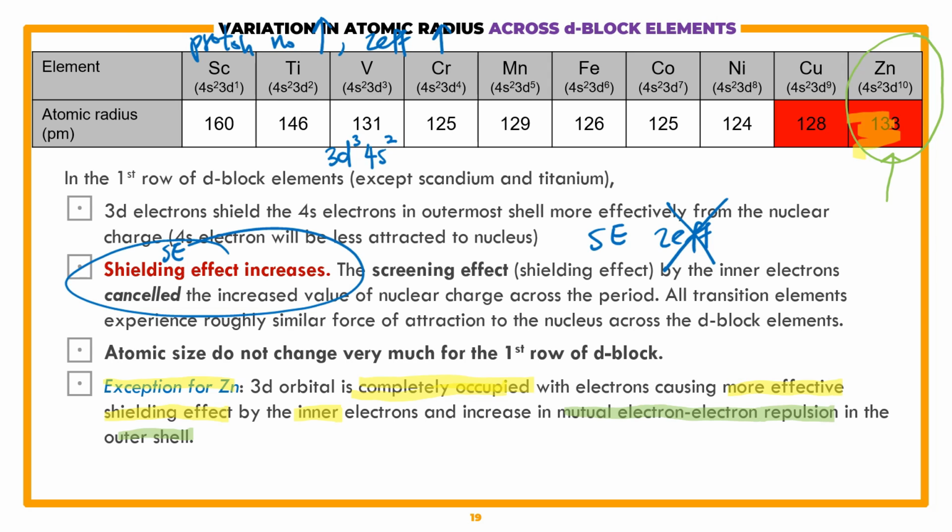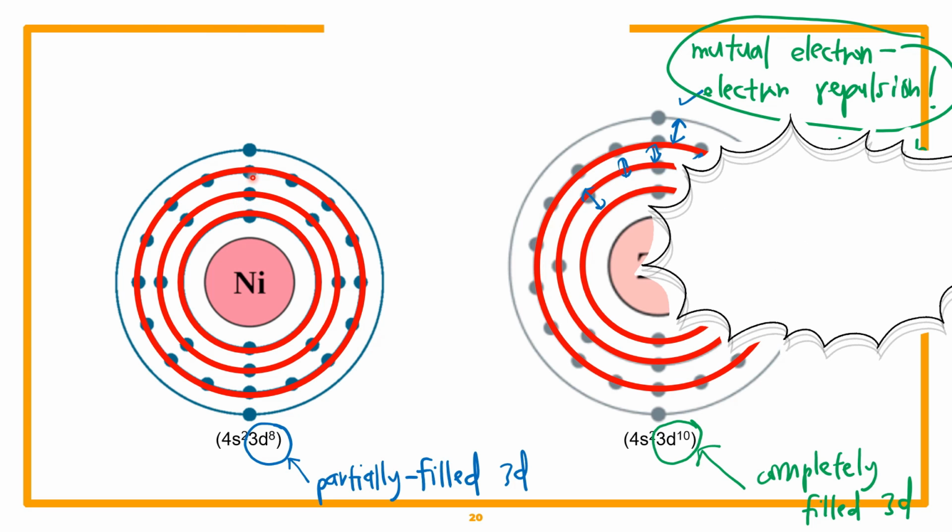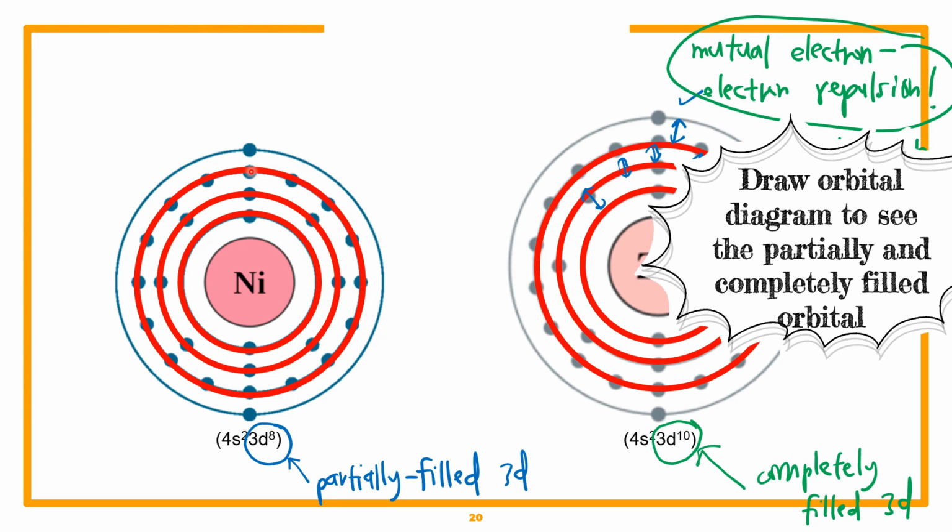So puncanya adalah disebabkan oleh dua faktor ini, iaitu shielding effect by inner electrons, itu yang pertama, dan yang kedua adalah mutual electron-electron repulsion in the outer shell. Bermaksud mutual electron-electron repulsion di dalam valence shell. In this image, you can see that since zinc has more electrons than the nickel, zinc will have more effective shielding effect and also increases in their mutual electron-electron repulsion, okay, disebabkan oleh d orbitals are completely occupied.